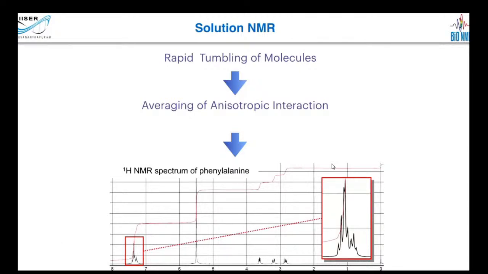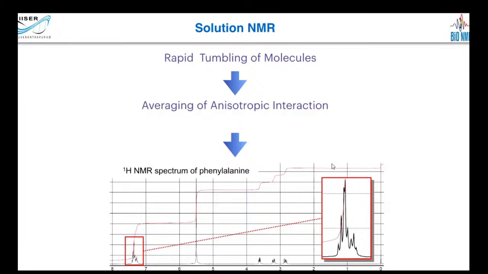The chemical shift is anisotropic, and dipolar coupling is anisotropic. Chemical shift anisotropy is averaged to the isotropic part, which is what we see in solution NMR. You see a single peak; you don't see an orientation-dependent chemical shift. That is because the molecule tumbles around and samples every other space. If you integrate over the entire space, it comes to the isotropic component, which is what we observe in solution NMR. Dipolar coupling is also anisotropic.